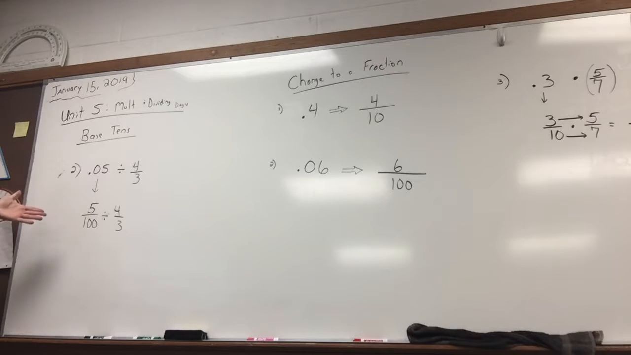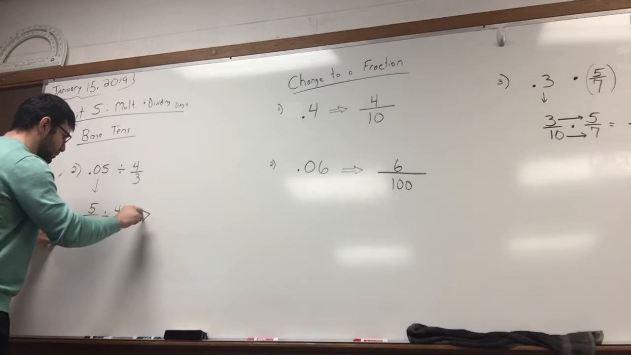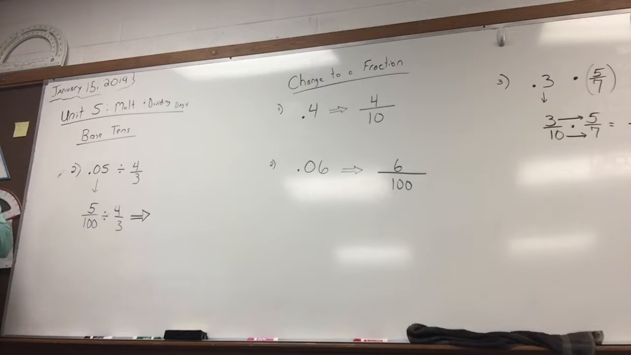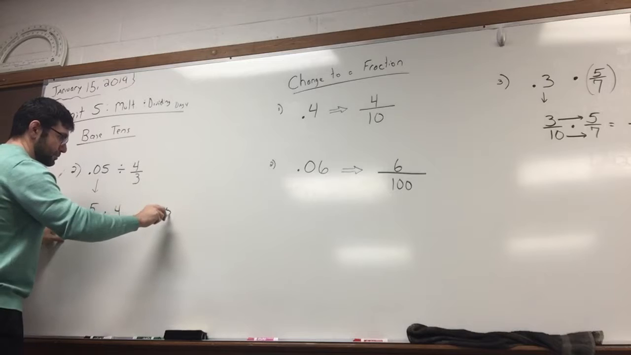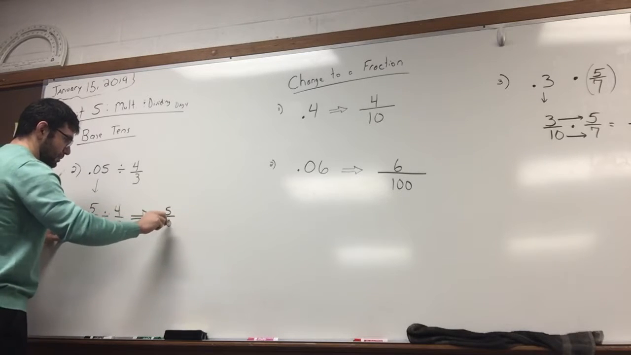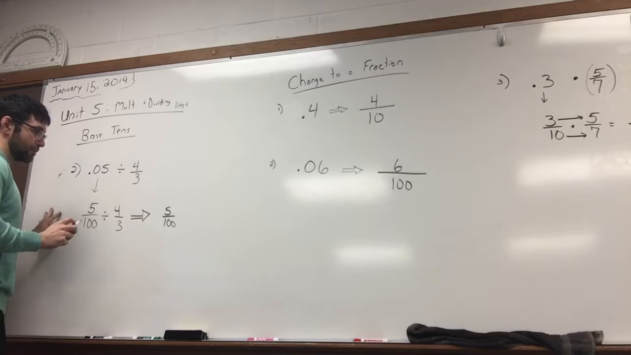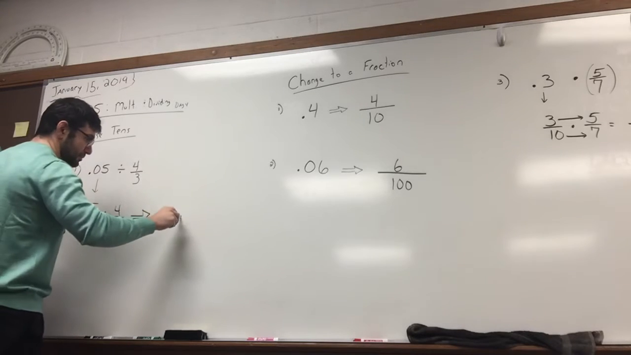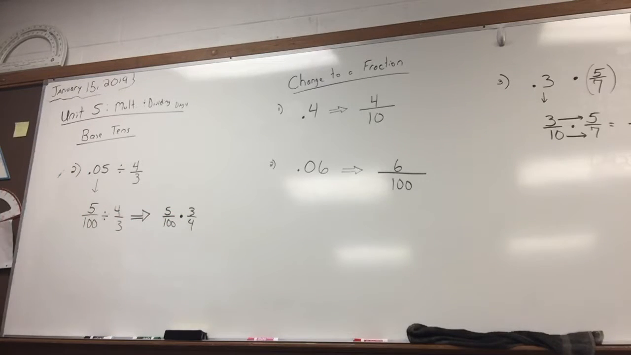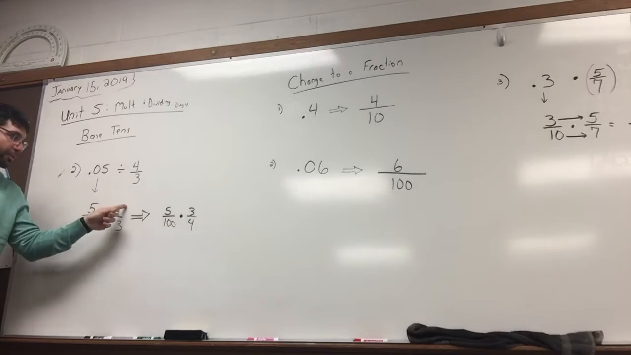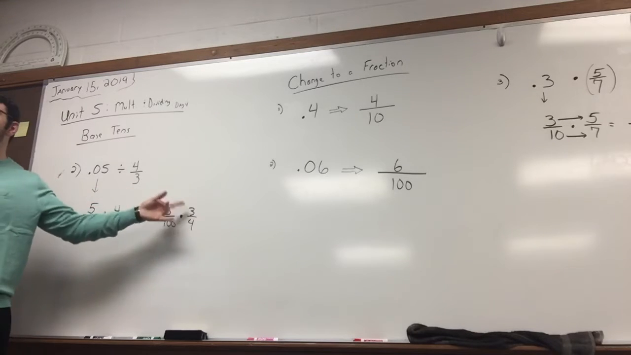I don't like it. Why not, Jackson? That's a fun reciprocal. Great math word. The reciprocal of what? 4/3. Okay, so rewrite, because it's a division problem. We can divide fractions, we just have to rewrite it. So can you help me rewrite the whole problem? Multiplied by 3/4. Very good. 5/100 multiplied by 3/4. The reciprocal of 4 divided by 3 becomes 3 divided by 4.